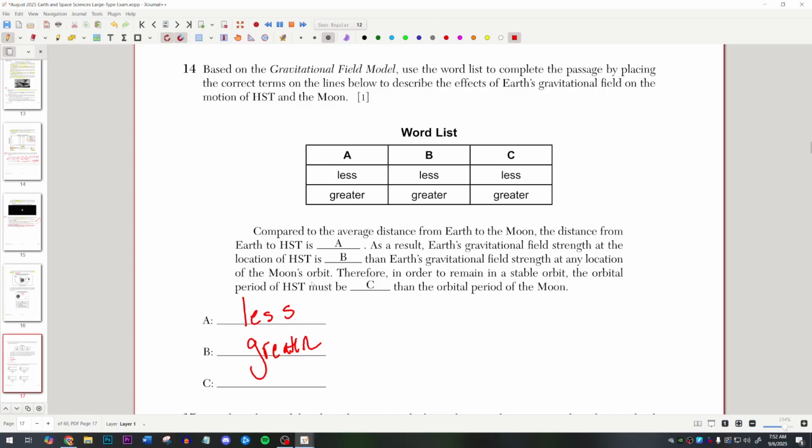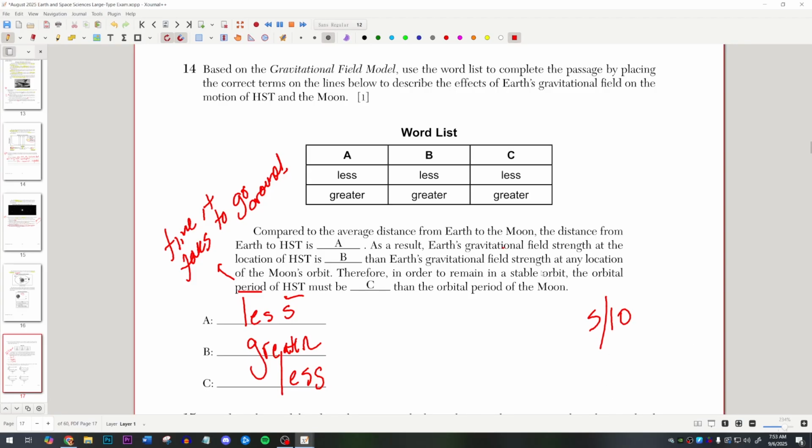It's less. So the orbital period here is the time it takes to go around, to revolve once, right? The orbital period. If it's closer, the HST should have a less orbital period. So that one should be less, greater, less. That was fine. I'd call that a 5 out of 10.